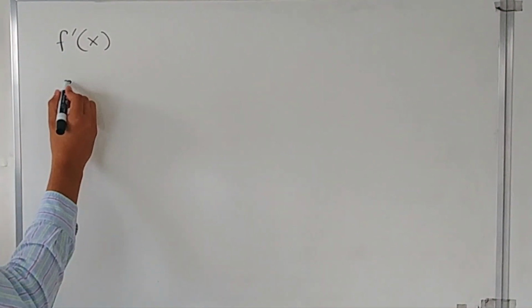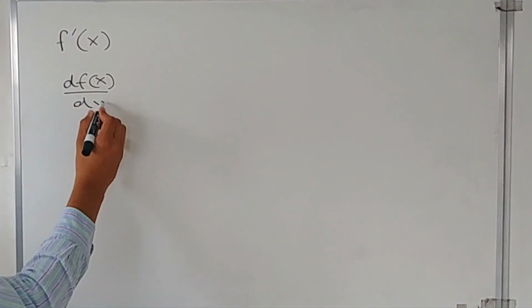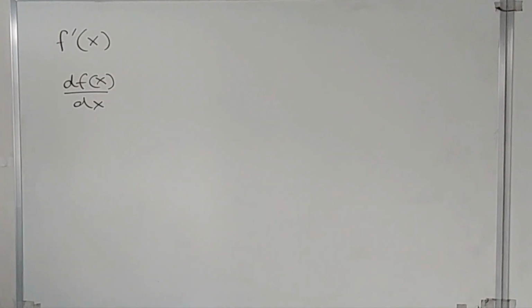So let's get started. One thing I hope you remember from the previous video are the two ways of writing a derivative. f prime of x is one, and then the derivative of f of x can also be written as this, with d representing a differential, or a very tiny change in.